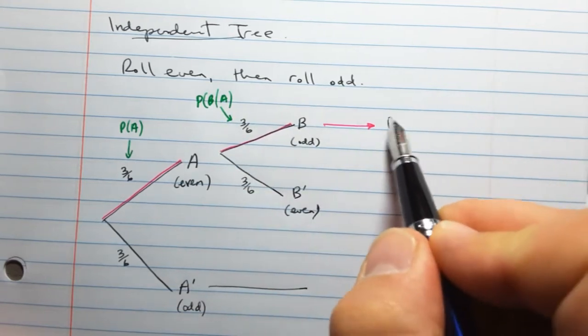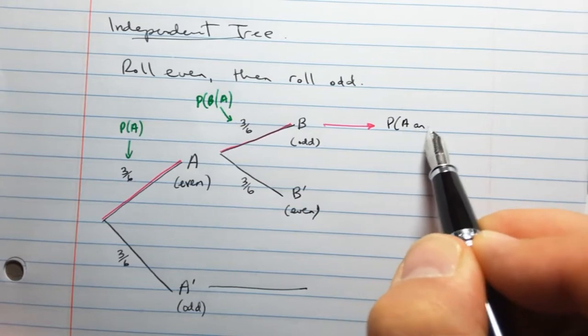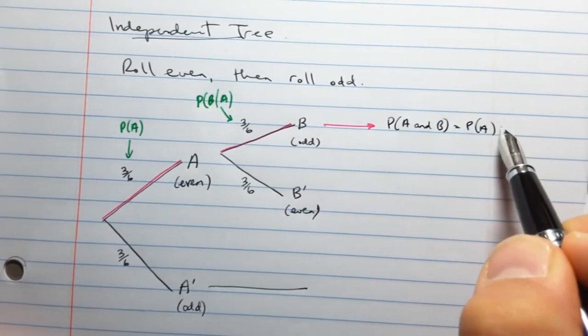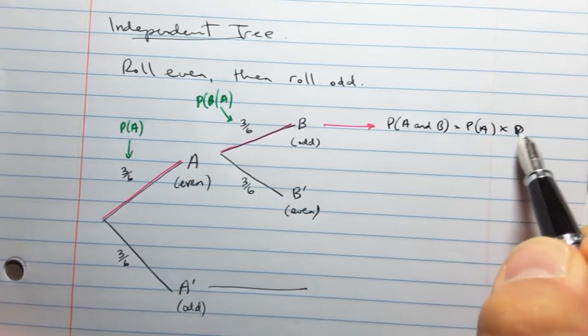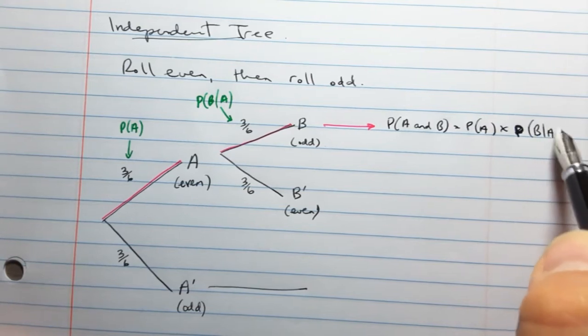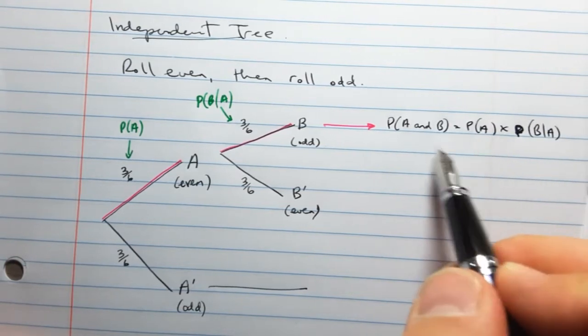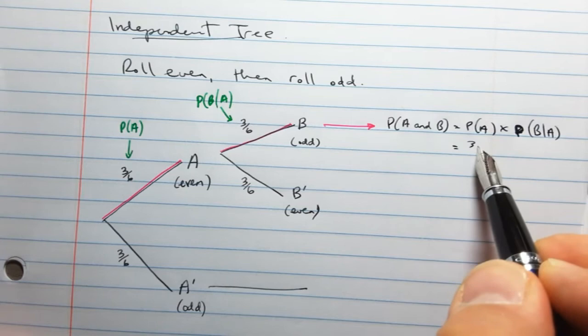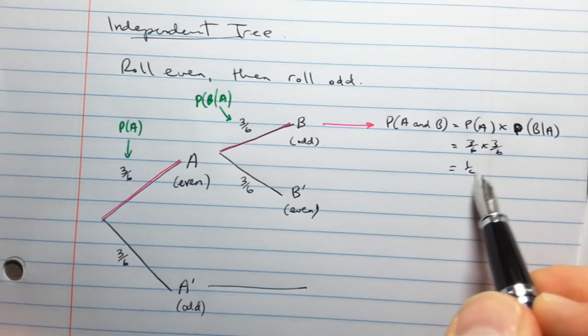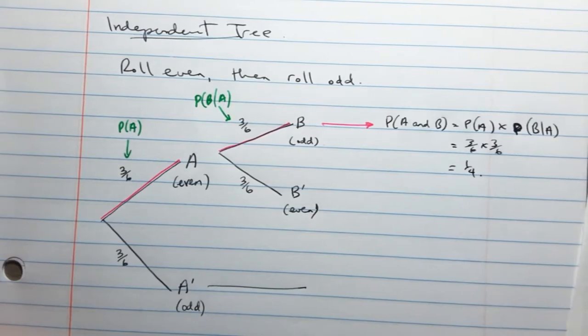Together we get this. The probability of A and B both occurring is the probability of A times the probability of B, or we can write the probability of B given A, which is 3/6 times 3/6, which works out to be 1/4 or 25%.